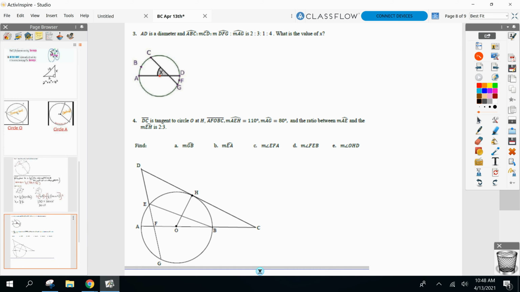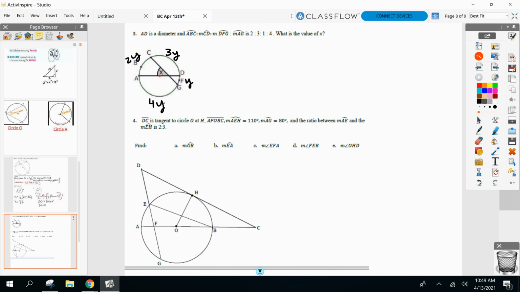A, B, C, so A to B to C is going to be 2y. C, D will be 3y. D, F, G will be 1y. And A, G will be 4y. What can I do with all those? I'm going to need the value of y here. You know every single arc in the circle. What's it all add up to? 360. Yeah, you can add up all those arcs and set it equal to 360.